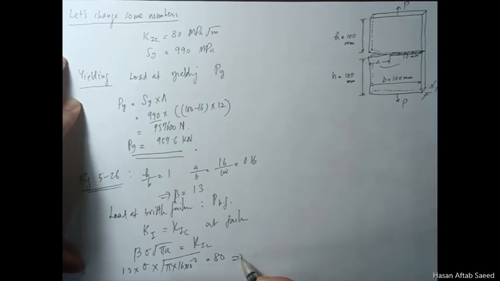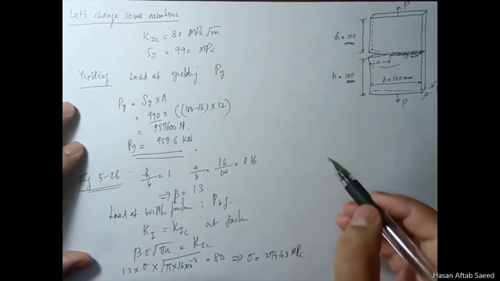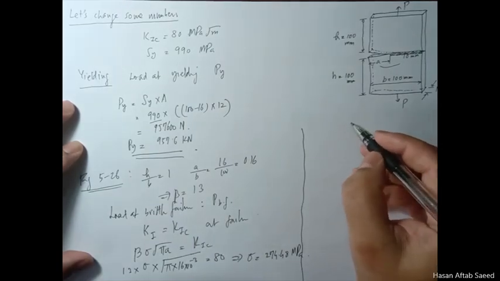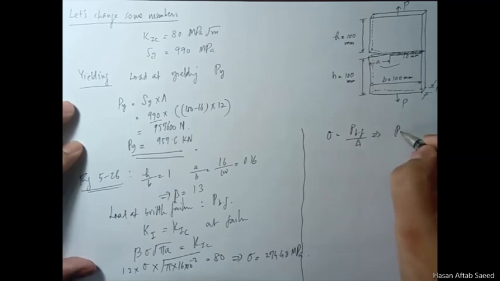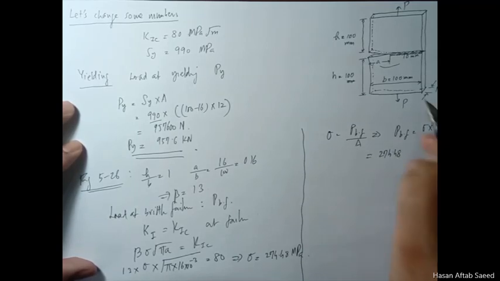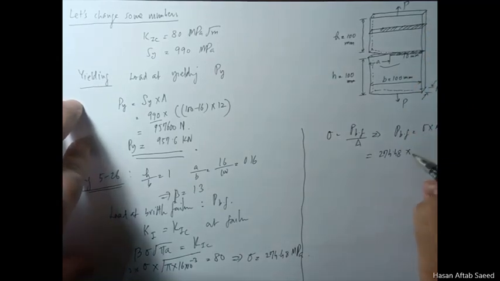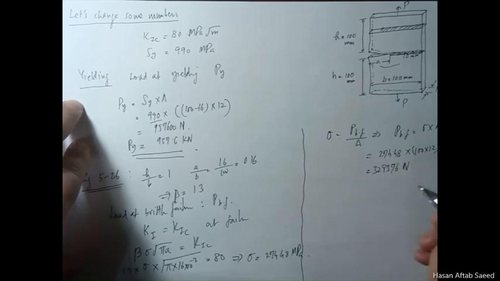And this means that sigma comes out to be 274.48 MPa. Now we need to find out P, and sigma is equal to P over A, which implies that P is equal to sigma into A, which is 274.48. Again, this A is this one, and this area will be 100 into 12, and this comes out to be 329376 newtons, or 329.376 kilonewtons.